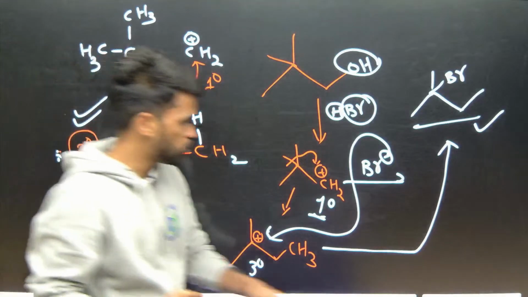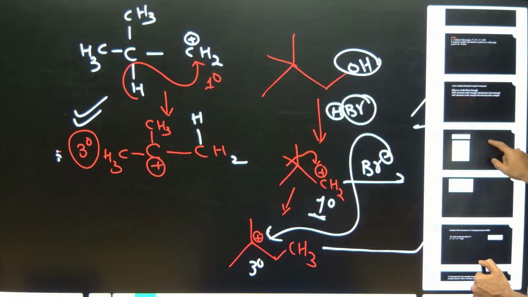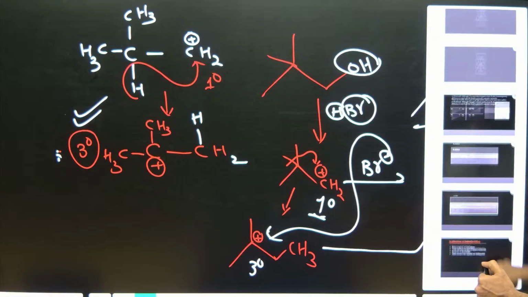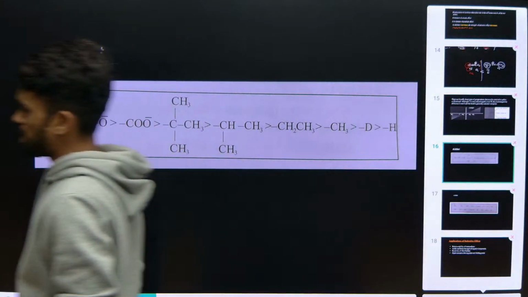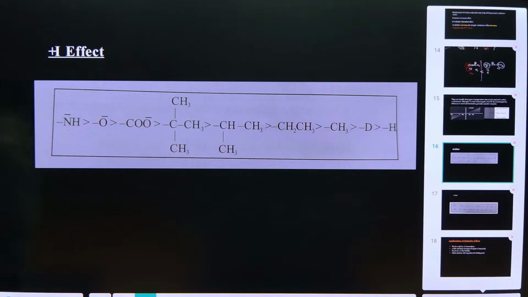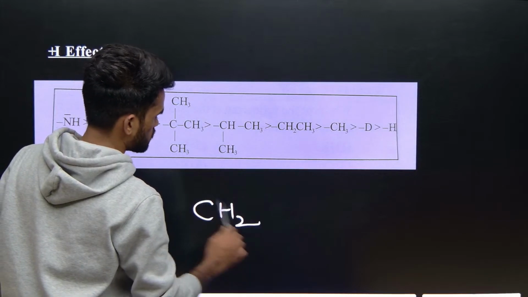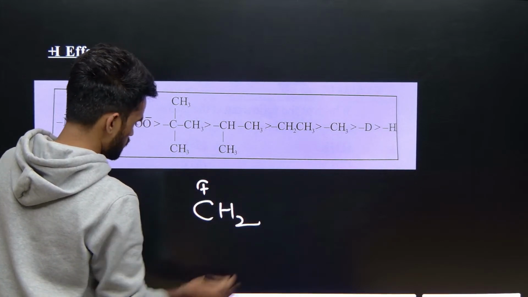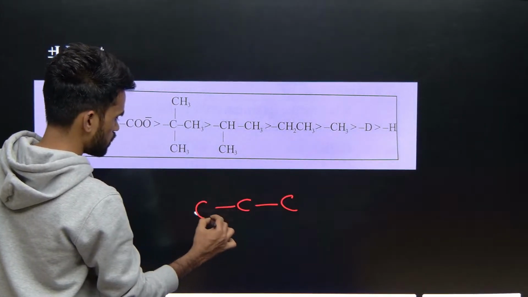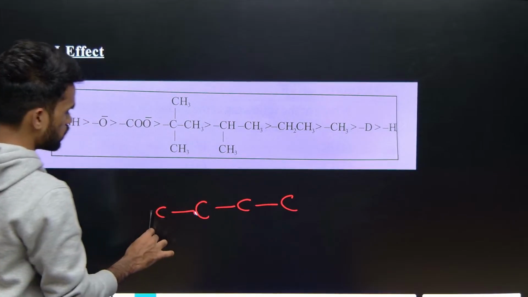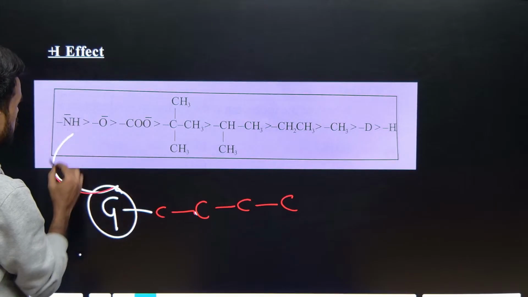Okay, let me give you a few more things. Now I told you there are two effects, one is plus I effect, another one is minus I effect. Plus I effect is shown by those groups which can donate electrons. If I am writing a carbon chain like this, here I am attaching a group G. Now this G group can be any of these.